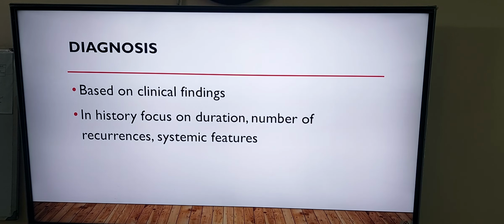So the end story is that diagnosis is based on the clinical findings first, and then in the history focus on the duration, number of recurrences, and especially the systemic features for the diagnosis.